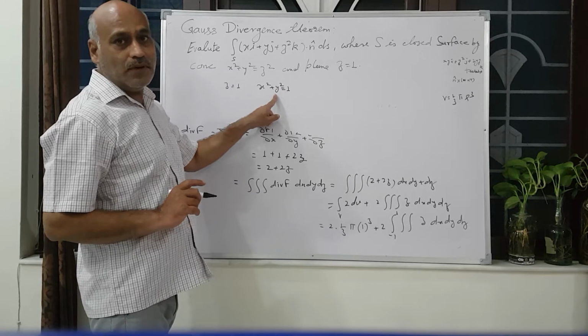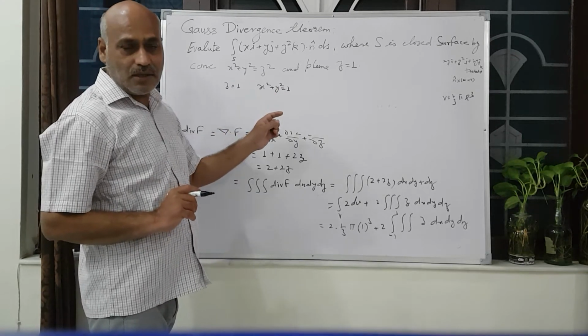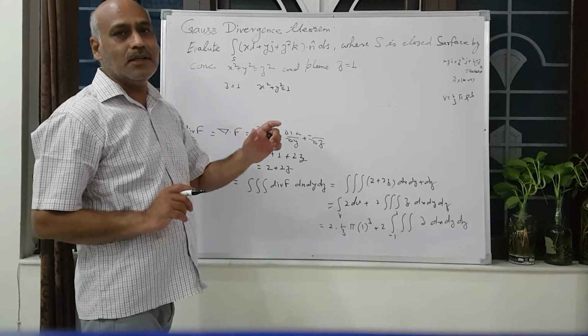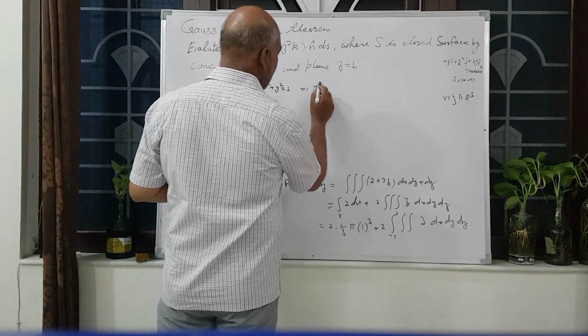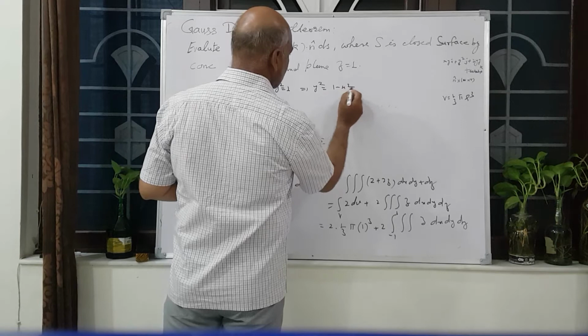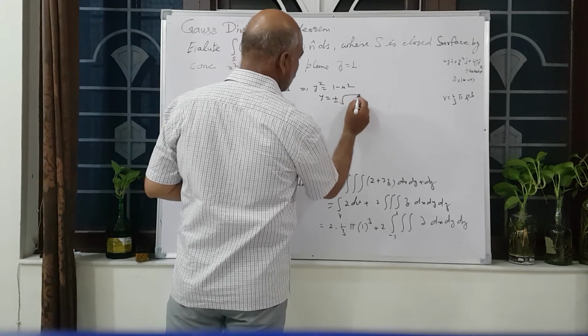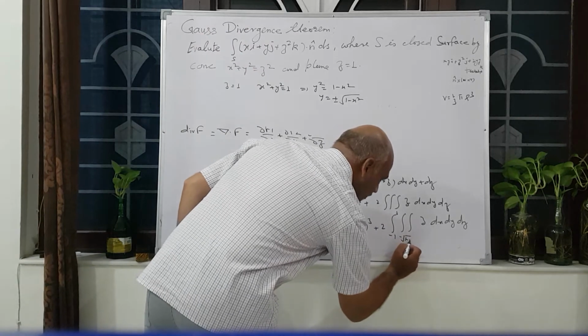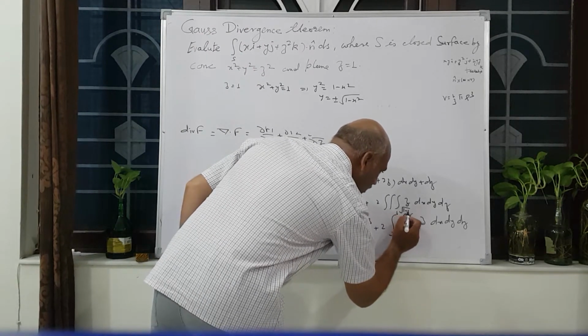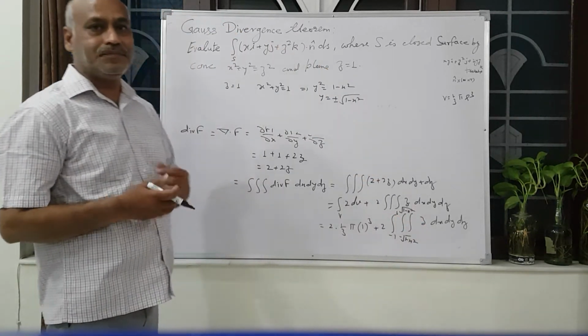If you put here the value of y, z = 0, the limit of y comes in terms of x. This means y square is equal to 1 minus x square, so y is equal to plus minus root 1 minus x square. So this is minus root 1 minus x square to root 1 minus x square.